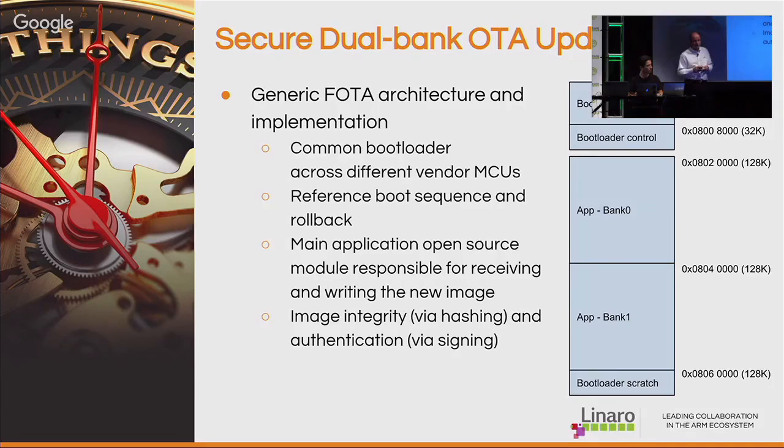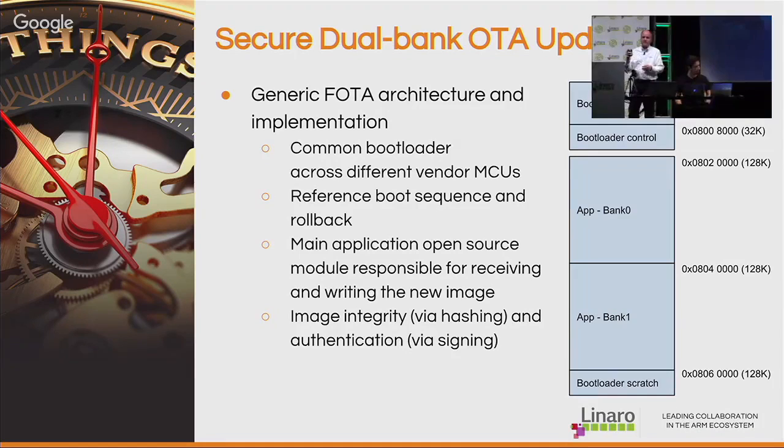The main application has an open source module that we've created that's responsible for receiving and writing the new image. We're also testing the image integrity through authentication when we run it on the target device. One of the next steps is to enable full encryption, so that the IoT data transfers from the device to the sensor, whatever, will be completely encrypted, and the over-the-air update itself will also be encrypted. That will be in the release that we do in December.